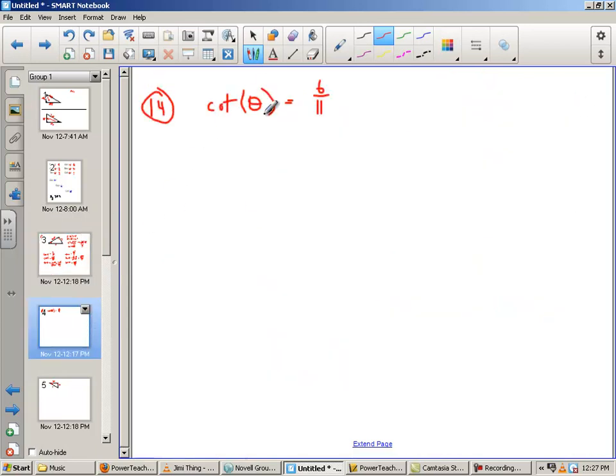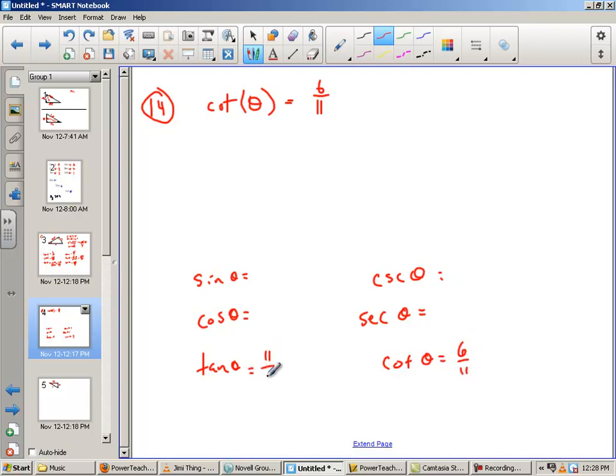Moving on, number 14. They start with the cotangent of theta equaling 6 over 11. Now, if I think about my sine of theta, cosine of theta, tangent of theta, cosecant of theta, secant of theta, and cotangent of theta, I know this one is 6 over 11, which makes this one 11 over 6. Now I need to find that missing side. It's easiest if I just draw a nice right triangle and do some labeling.